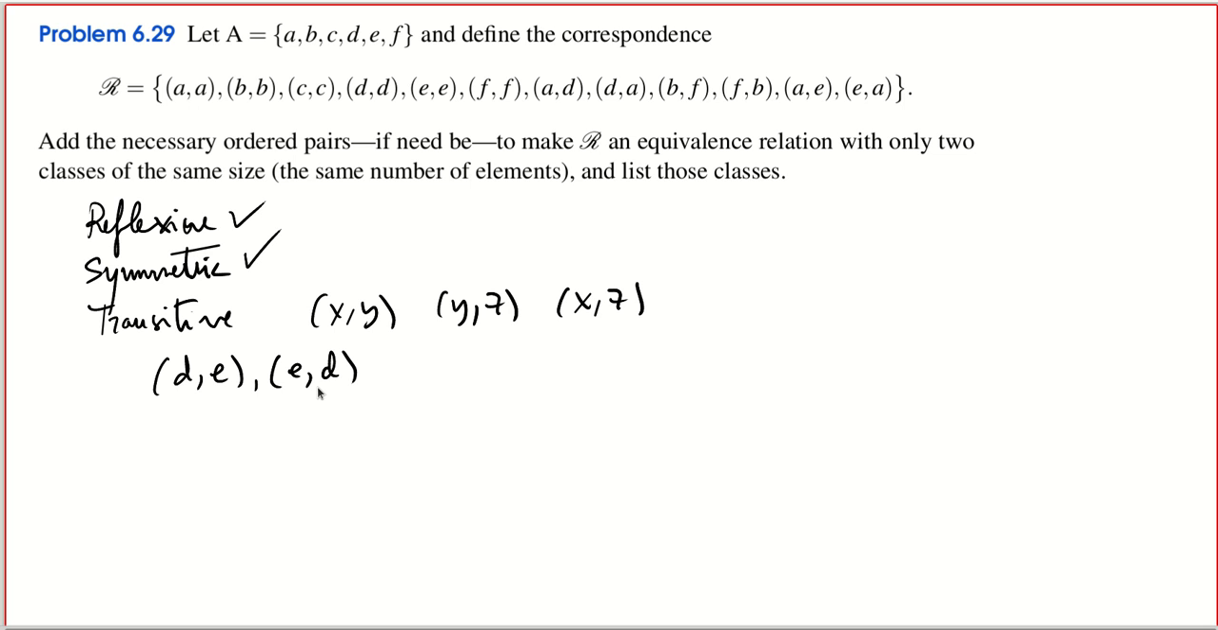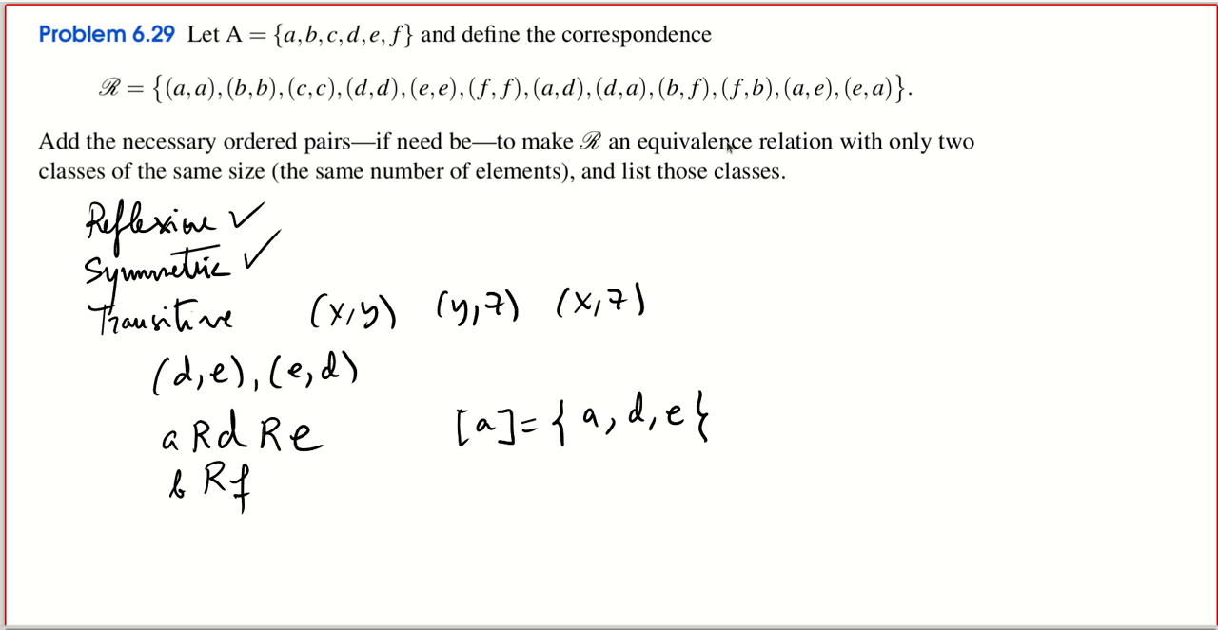Okay, now let's see what the equivalence classes are so far. Now A is related to D here, and D is also related to E. And that's it, right? So we have a first class, the class of A, so to say, which is A, D, and E, contains all these 3 elements. Now let's take B. B is related to F. And that's it, because F is not related to anything else than F itself. So there is another class of B, which contains B and F.